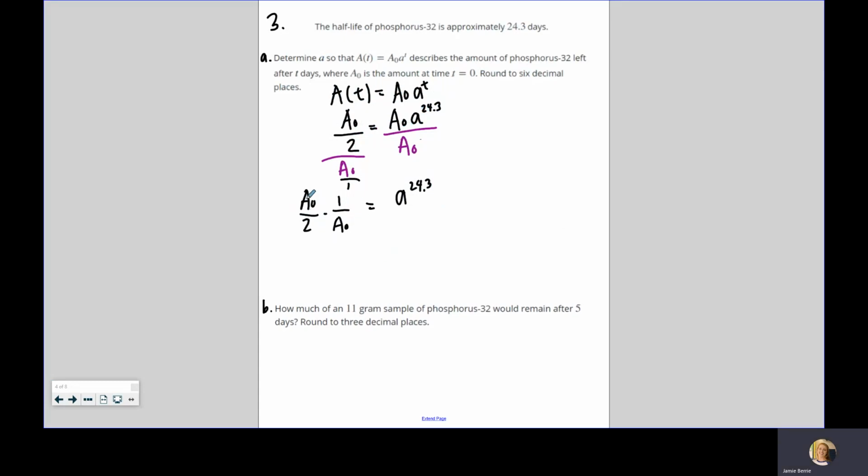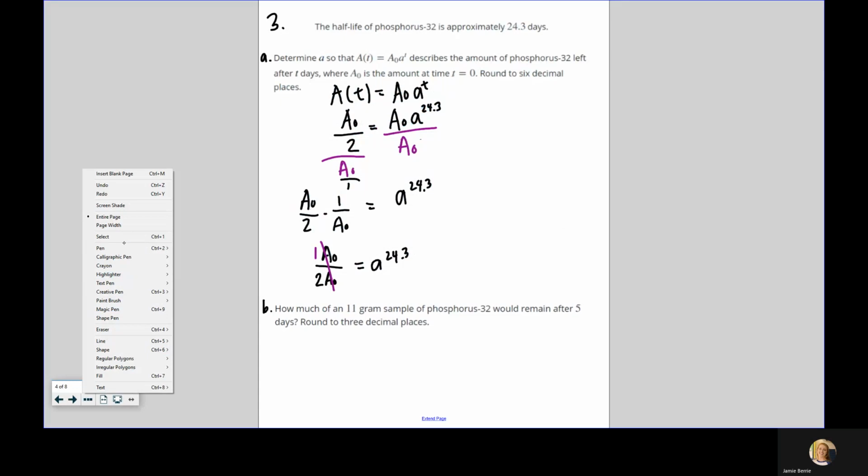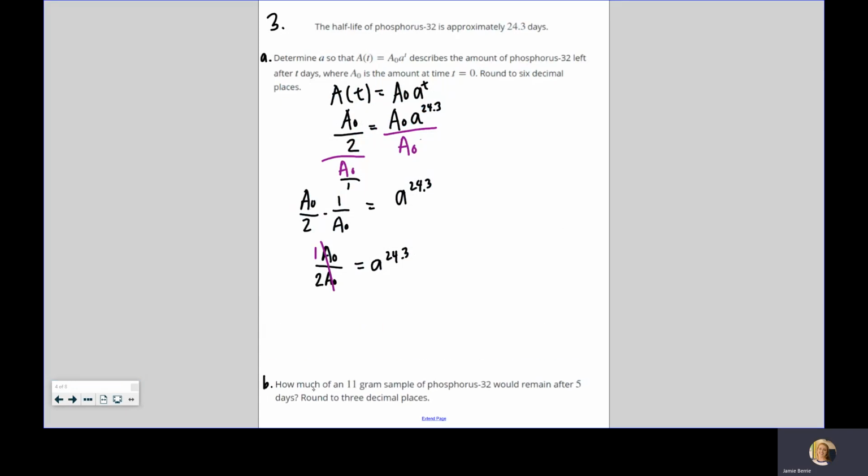Now we're just going to multiply this out. A sub 0 times 1 is just A sub 0. 2 times A sub 0, excuse me, 2 times A sub 0 equals a to the 24.3. Now you can see that these A sub 0's are going to cancel out. We're left with a 1 up here. We might have to end up moving this to the next page.